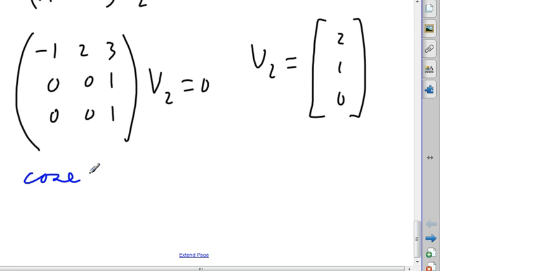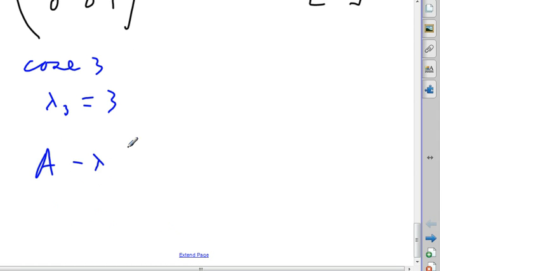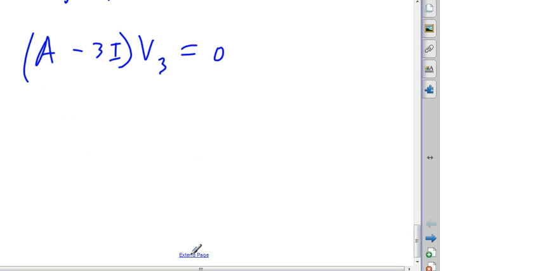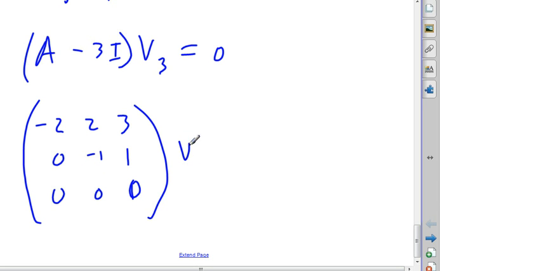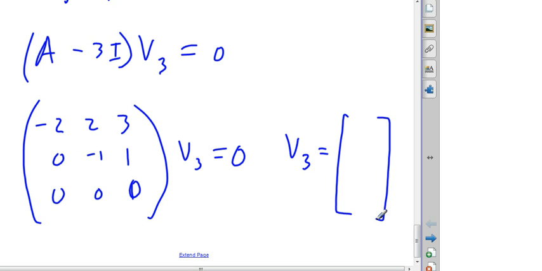Case 3, lambda 3 is equal to 3. So I'm going to take A minus 3I times v3, and set it equal to 0. And so I'm going to have minus 2, 2, 3, 0, minus 1, 1, 0, 0, 0, times v3 is equal to 0. So I say v3 is equal to, by inspection again, 3, 0, 2. And those would be my 3 eigenvectors.